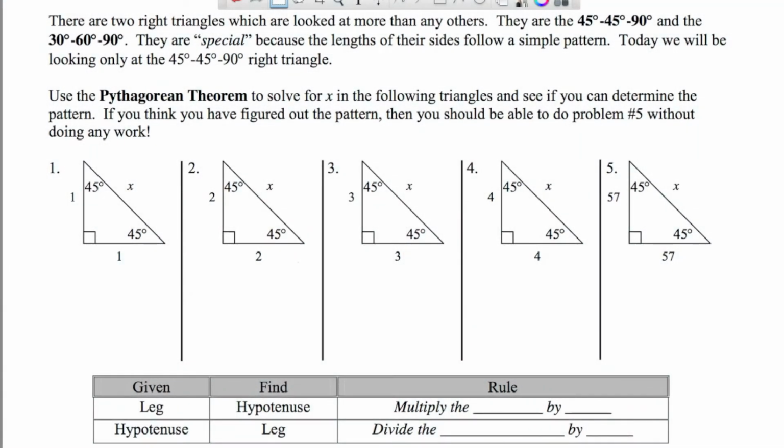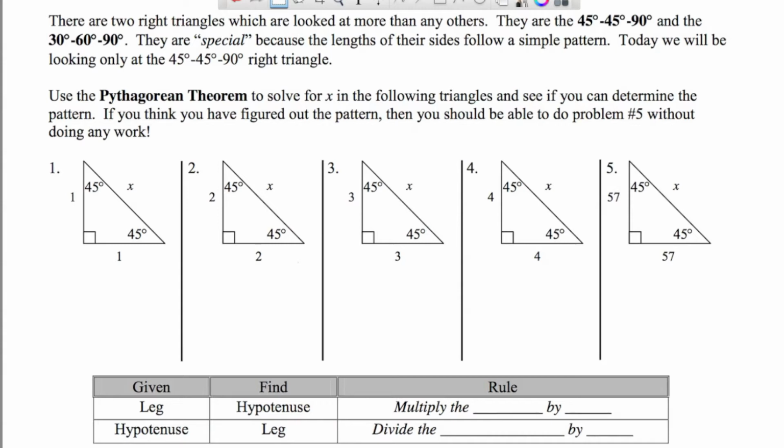In this video, we're going to be looking at special right triangles. There are two right triangles which are looked at more than any others. They are the 45-45-90 and the 30-60-90. They are special because the lengths of their sides follow a simple pattern. In this lesson, we will be looking only at the 45-45-90 right triangle.